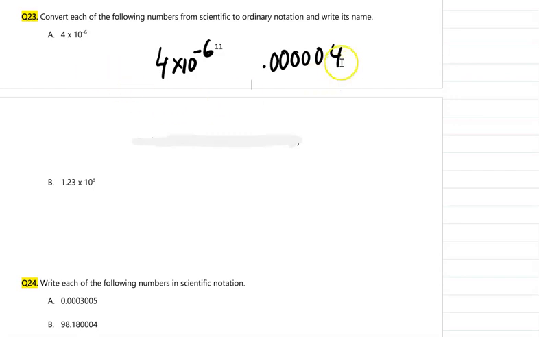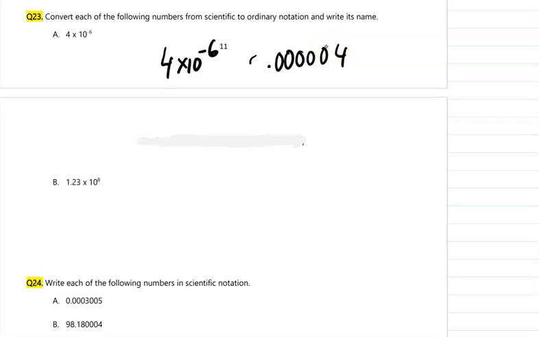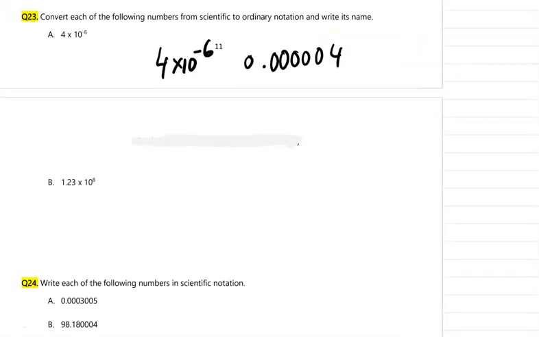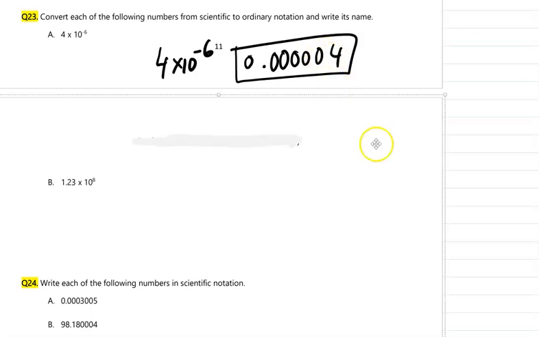If you count here, 1 2 3 4 5 6, 6 units. That's the ordinary notation. Or you can put 0 here in the front if you like. That's the answer. So how do you name it? This is called 4 millionths.